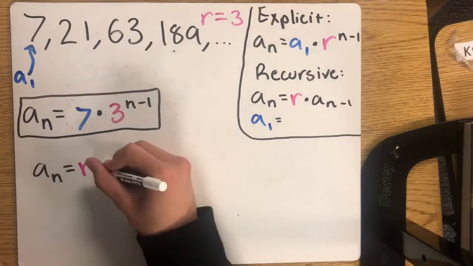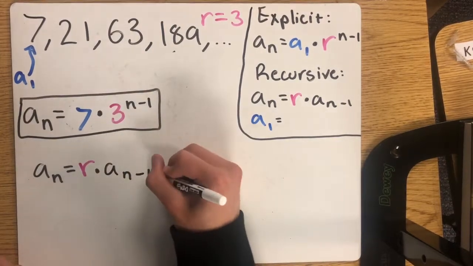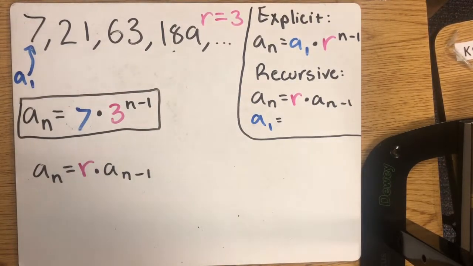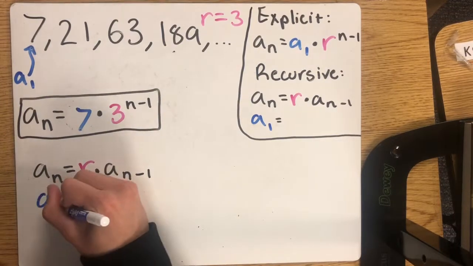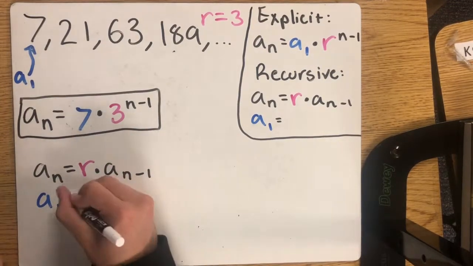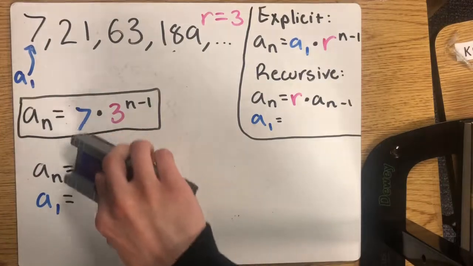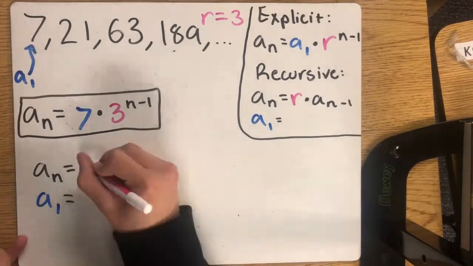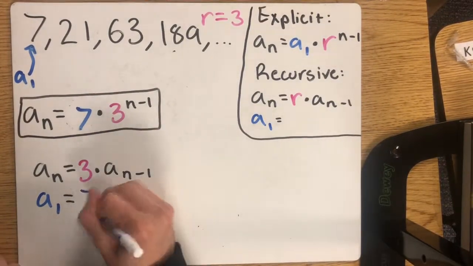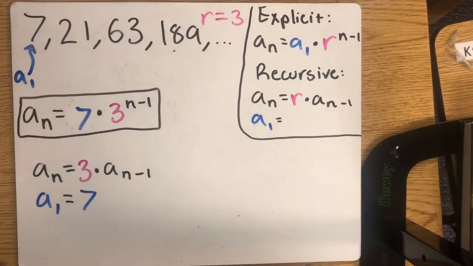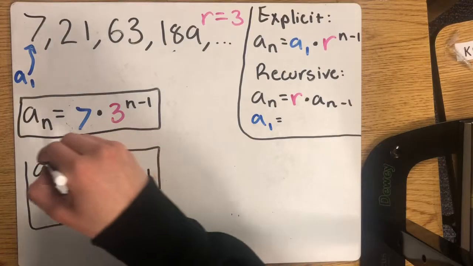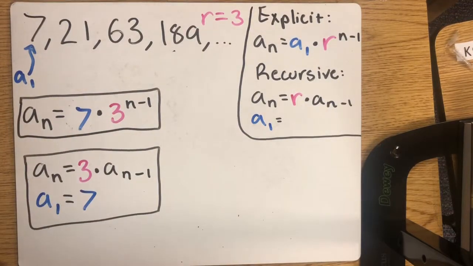1. Just like the explicit formula, you need to replace the common ratio for r and plug in the first term to a of 1 equals blank. To get the recursive formula, you need to plug in the common ratio and the first term. Our recursive formula will be a of n equals 3 times a of n minus 1, or a of 1 equals 7.